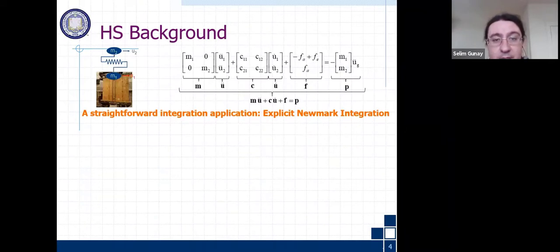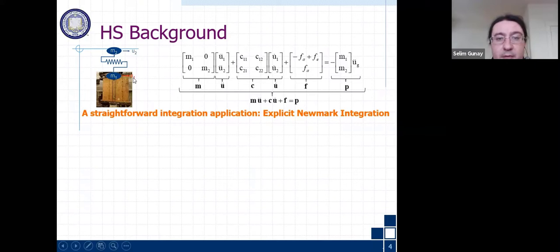Now we can see how we would apply the numerical integration on the equation of motion of this 2 degree of freedom system, which is a hybrid structure. I'm sure most people are familiar with this, but just to elaborate one more detail before starting the integration method: once we formulate the equation of motion like this, we do a discretization in space such that we set our degrees of freedom U1 and U2.